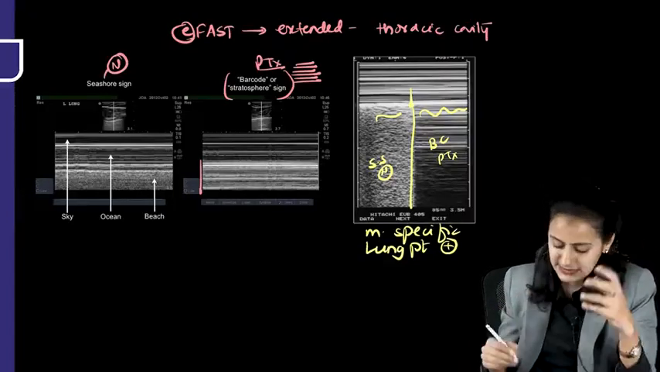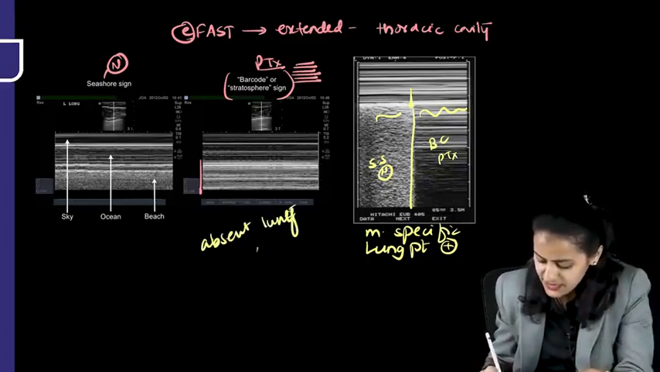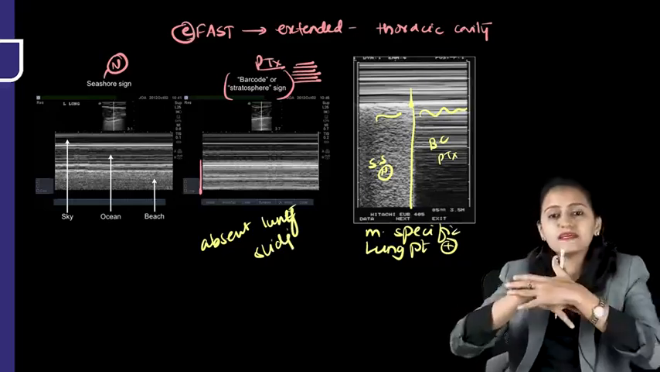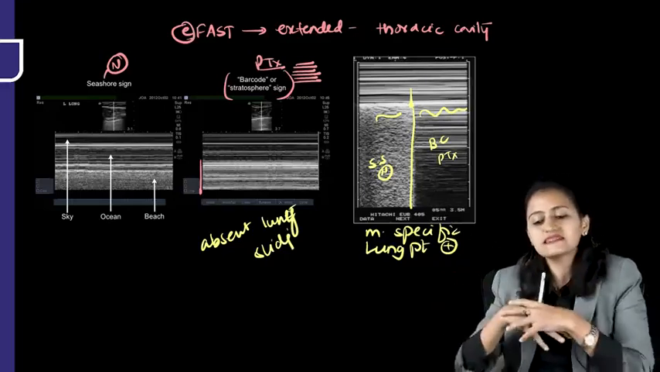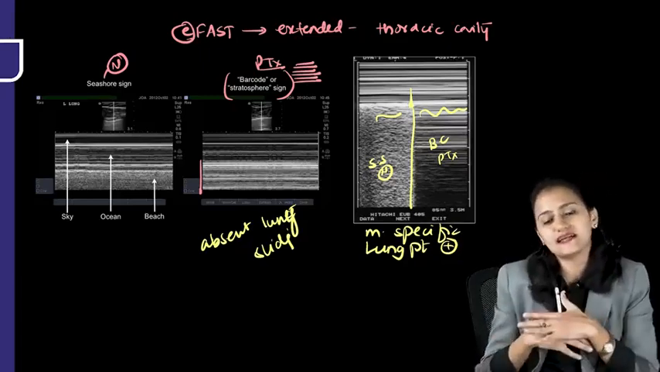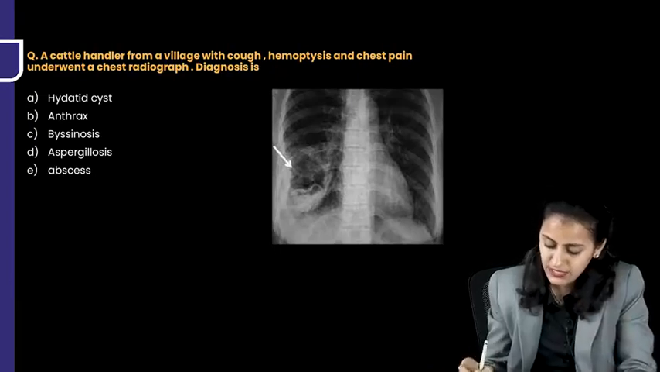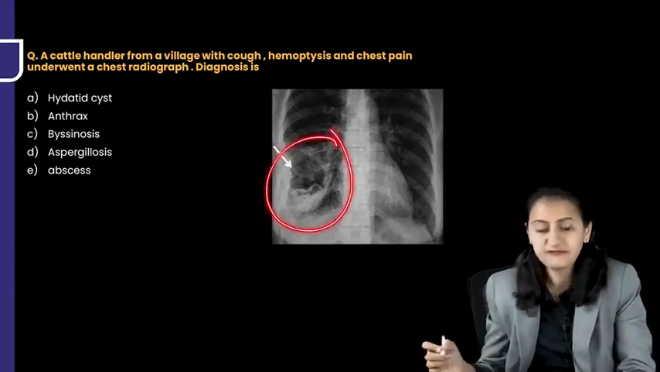In pneumothorax, the lung sliding is absent. Another feature is the absent lung sliding. Normally, the two pleura you would be able to see sliding, but here with pneumothorax, the lung sliding would be absent. Next one, a cattle handler from a village has these complaints and the chest radiograph is shown.